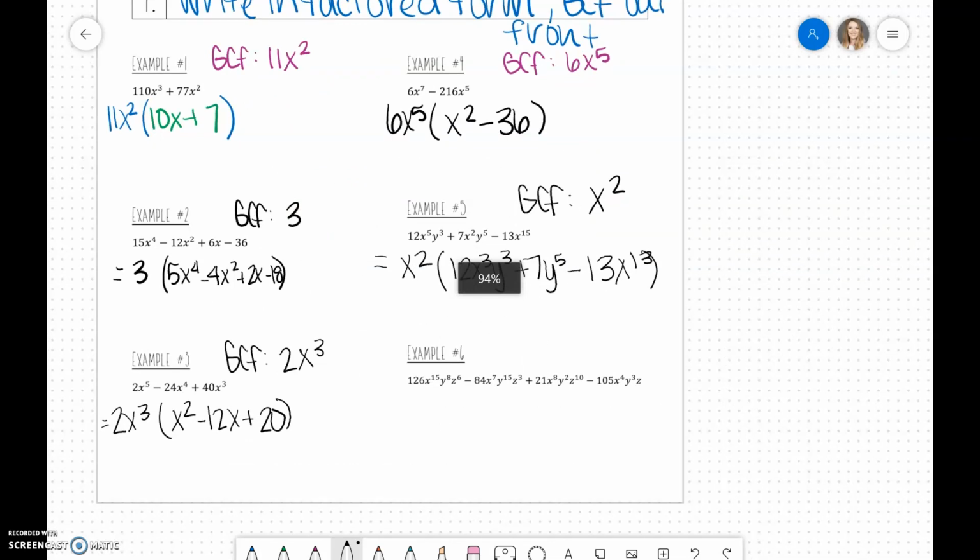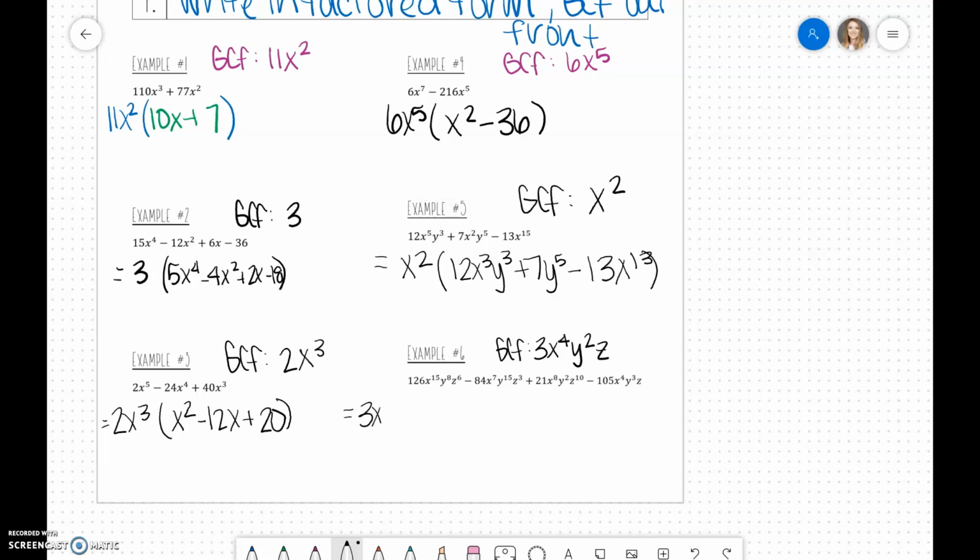Okay, the last one, we've got a lot of terms, we've got large numbers, we've got 3 different variables. So first looking at the 126, the negative 84, the 21, and the negative 105, we will identify that the greatest common factor of our coefficients is 3. First term, we have 15x's, 7x's, 8x's, and 4x's. So x to the 4th would be the greatest common factor between the x's. Then we have y to the 8th, y to the 15th, y squared, and y cubed. Y squared would be the greatest common factor. And then we have a z to the 6th, a z to the 3rd, z to the 10th, and just a z. So z would be that greatest common factor there.